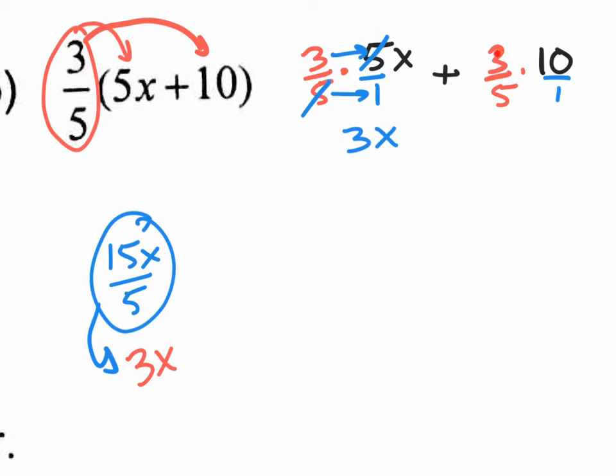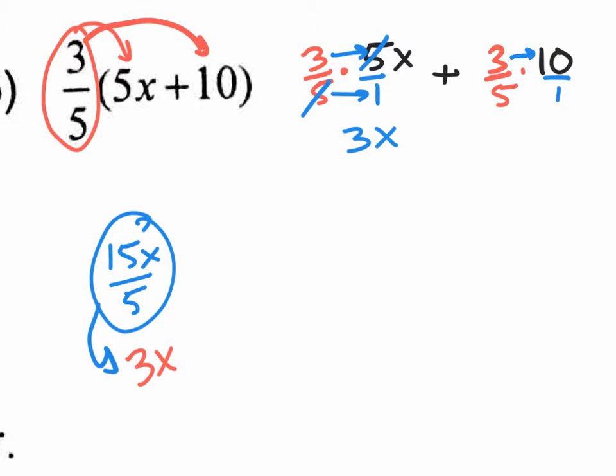Right here, 3/5 times 10 over 1. Yes, I could go 3 times 10 and get 30, and 5 times 1 and get 5, and then go 30 divided by 5. I could do that. Or I could cancel 10 and 5 and then multiply. So what do you guys want to do? Multiply first or cancel first? Multiply. Multiply? If you want to multiply, which I don't really do that, but if you want to, go for it.